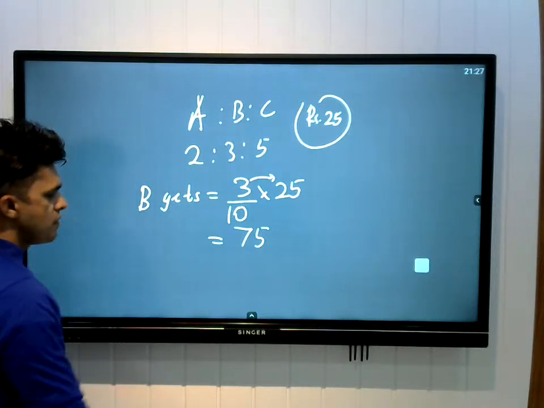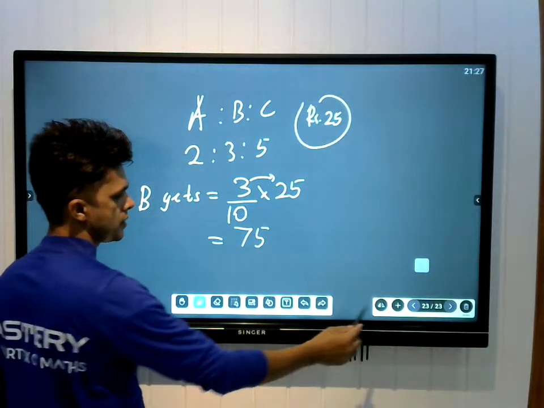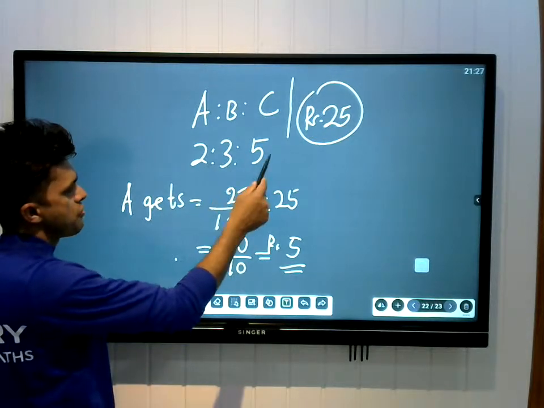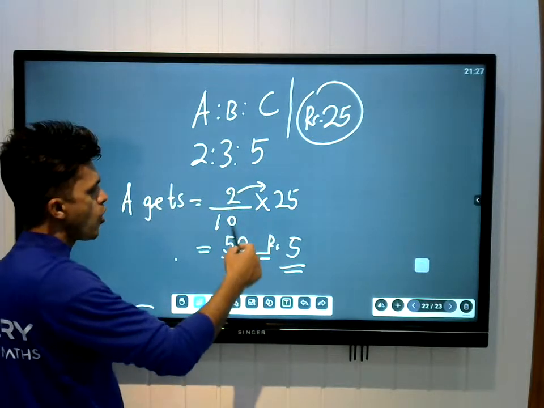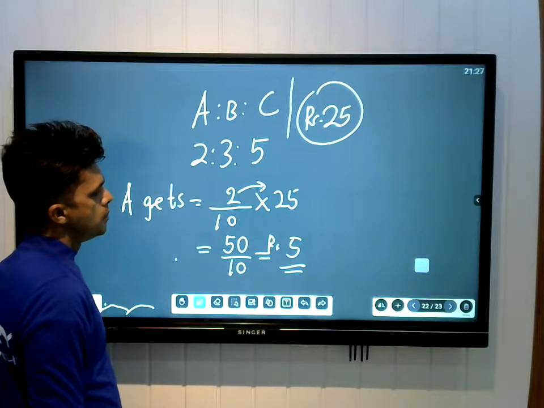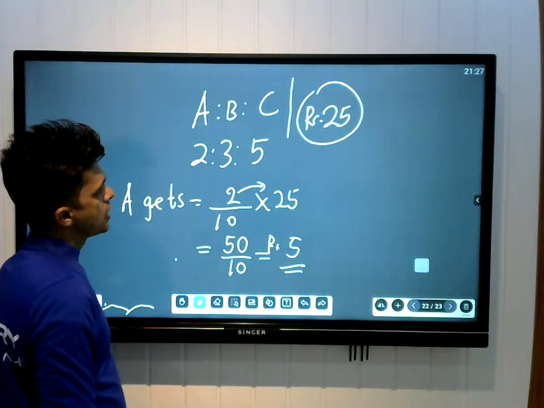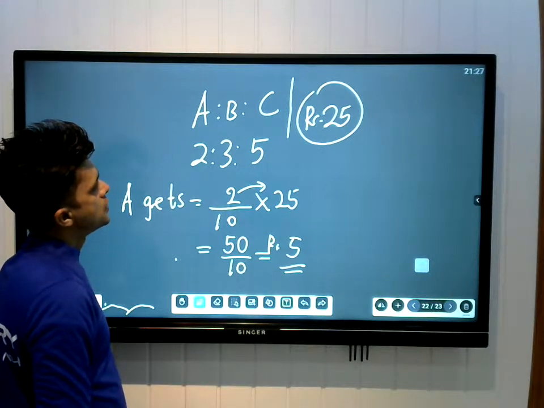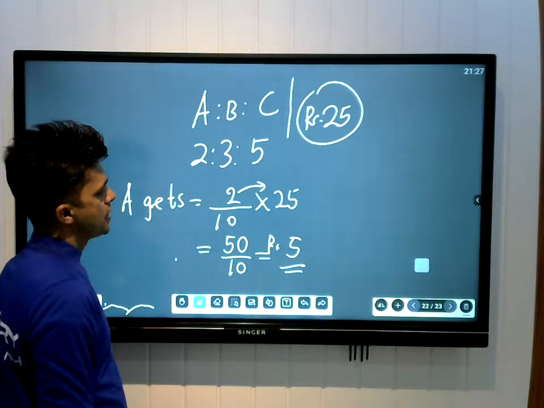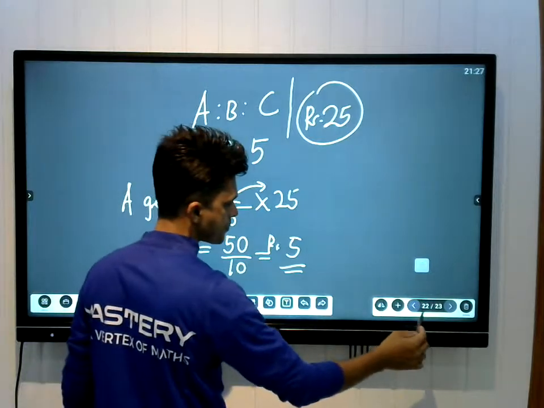Previously we were doing, wait, I'll show you. Here 2 plus 3, 5 plus 5, 10. Then here 2 over 10 times 25. 2 times 25 is 50. 50 upon 10 is 5. Then here, 2 plus 3, 5 plus 5, 10, here as well.